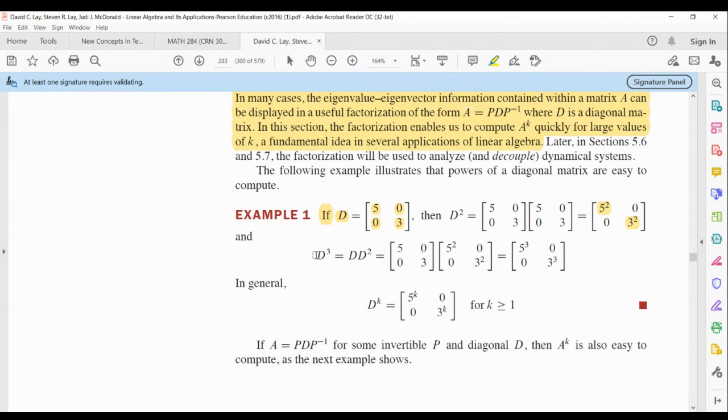Now, if we want to do D to the third power, that's just D times D squared. And if you do the matrix multiplication, you're going to find that D cubed is the diagonal matrix whose diagonal entries are 5 to the third power and 3 to the third power. So in general, D to the kth power, we could quite easily say the diagonal entries are 5 to the kth power and 3 to the kth power, and the off diagonal entries are zeros.